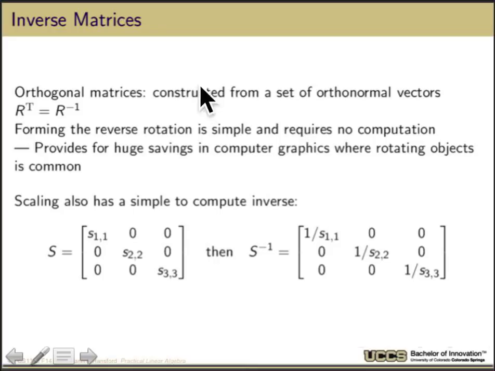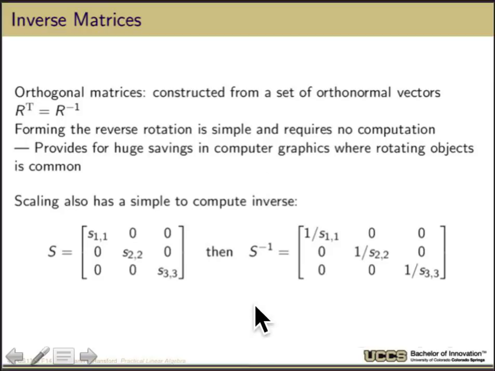Orthogonal matrices are a very special case. Their transpose is equal to their inverse, and a lot of people were confused about this as well. Only orthogonal matrices have that property. And for them, forming the inverse is trivial. It's just no real computation. You take the transpose. For example, for rotations, that's true. It's also true for reflections, because if I first reflect around a plane and then reflect back, I'm back where I started. This provides a lot of savings in graphics where we rotate a lot or do reflections, and we have to deal with them.